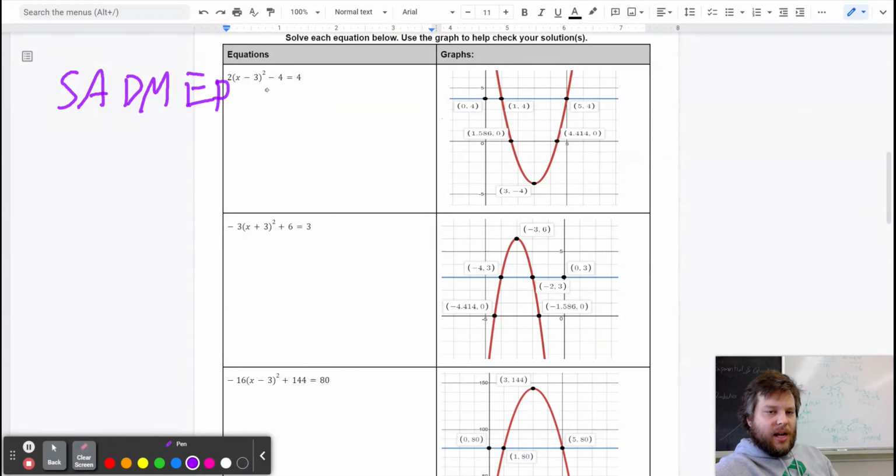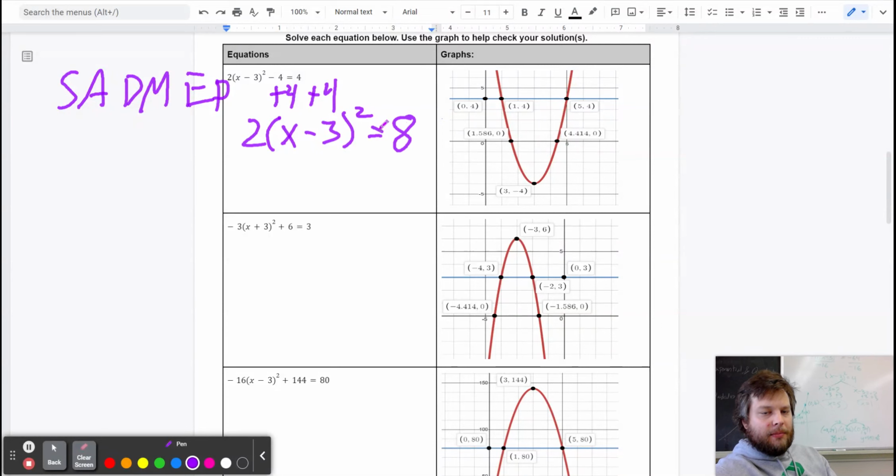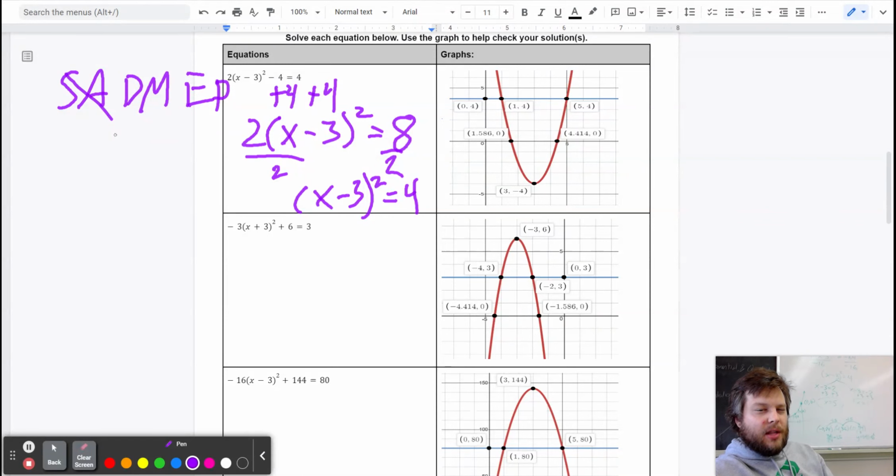So the opposite of minus 4 is plus 4. That's the first thing I do because adding or subtracting is the last thing in the order of operations. So adding 4 gets rid of minus 4. Adding 4 gets me up to 8. Then I divide both sides by 2, and I get x minus 3 squared is equal to 4. Then I take the square root. So first I did subtract or add by doing plus 4. Then I do divide or multiply by doing divide by 2.